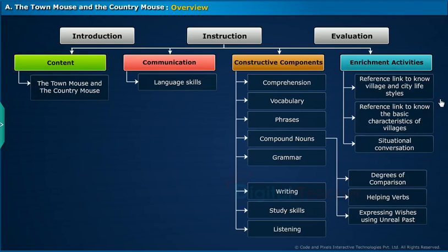All the activities pertaining to the four skills of language and their assessment are covered under the sections communication and the constructive components. The enrichment activities are meant to widen the scope of the student's thinking and learning, thereby making him or her a global citizen. The extent of understanding of the module can be assessed by the student under the evaluation section.